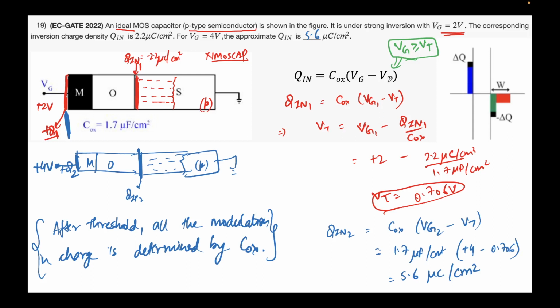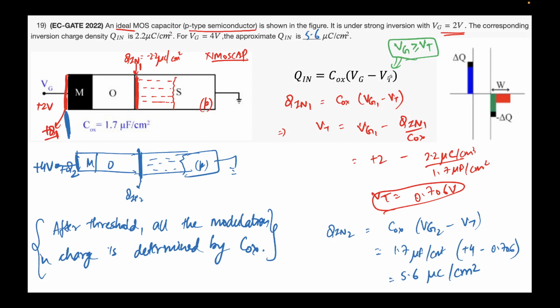If you put Vg equal to Vt, you should not get any inversion charge because the inversion is just starting there. If you put Vg equal to Vt, you can see that what you are getting is essentially zero inversion charge, right?